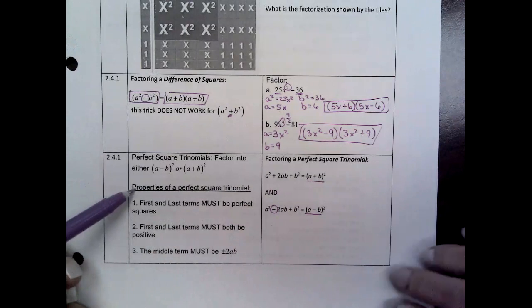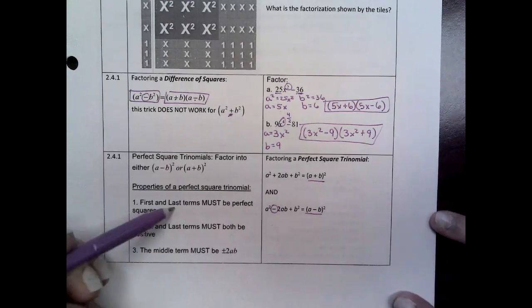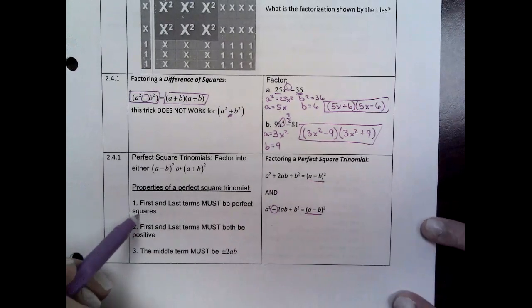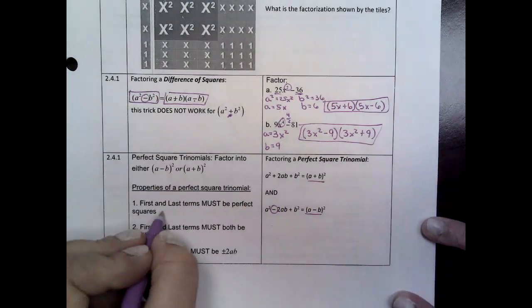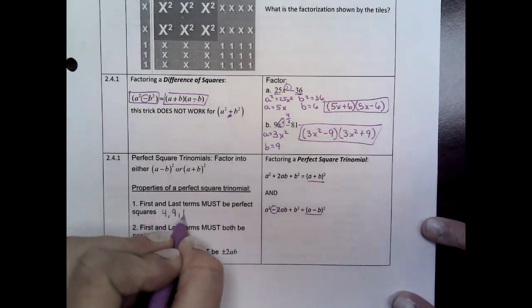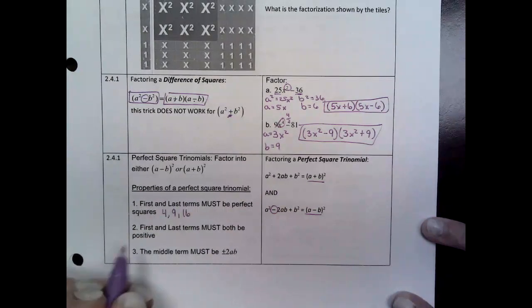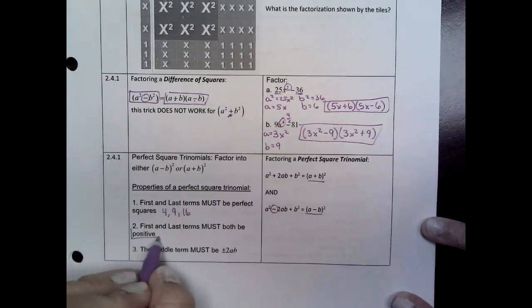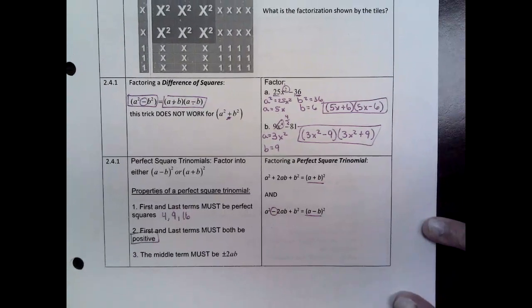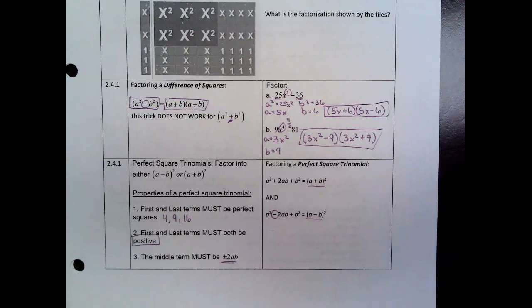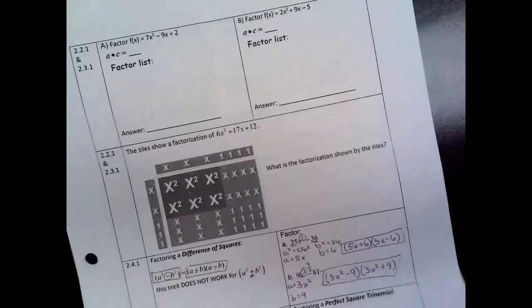So, properties of perfect square trinomials. The first and last terms must be perfect squares. In other words, they have to be numbers like 4, 9, 16, right, that we could take the square root of. The first and last terms must both be positive. And then the middle term, we have to find 2ab, and it can be either plus or minus. Okay. So let's go on ahead and take a look at some of these examples.